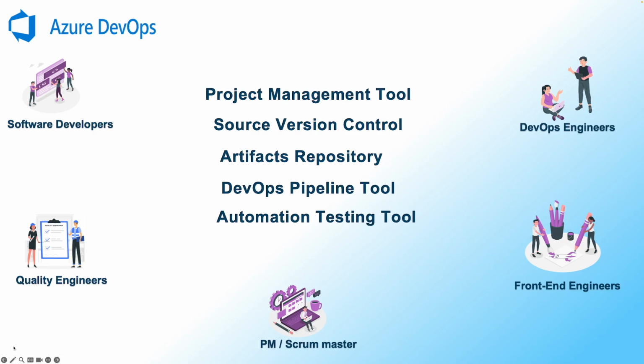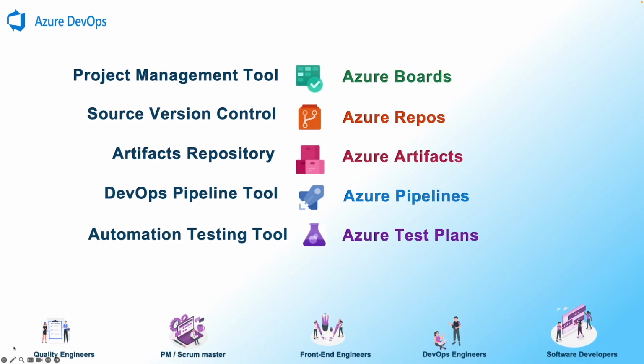There are lots of tools available in the market from different vendors. You can buy them and then spend time to integrate. Or there's another option. Microsoft provides all of these tools in a single umbrella called Azure DevOps so that you can seamlessly integrate these tools. As shown on your screen, project management tool is called Azure Boards and source control is Repos. Azure Artifacts for artifacts, pipeline for the pipeline tool.